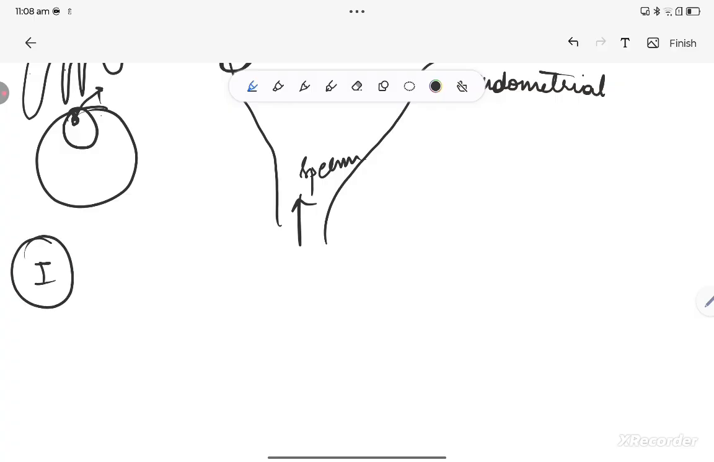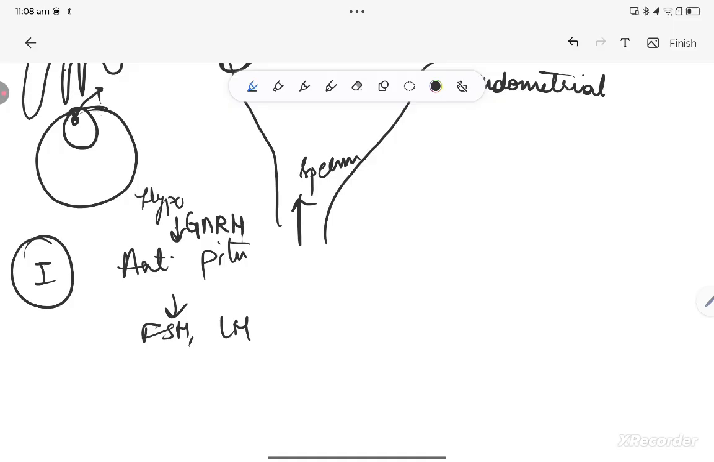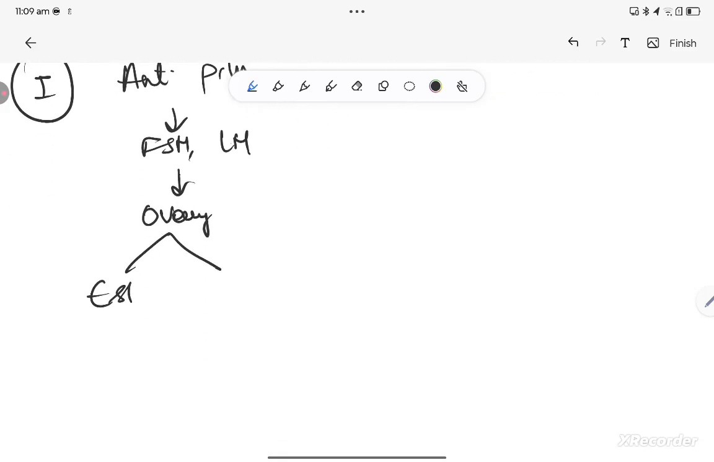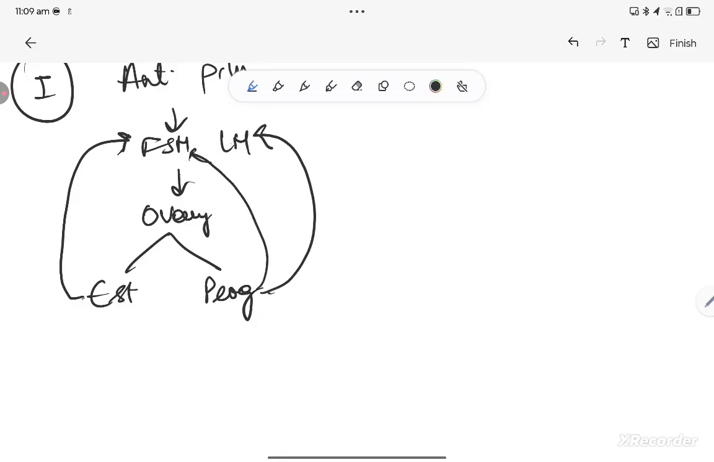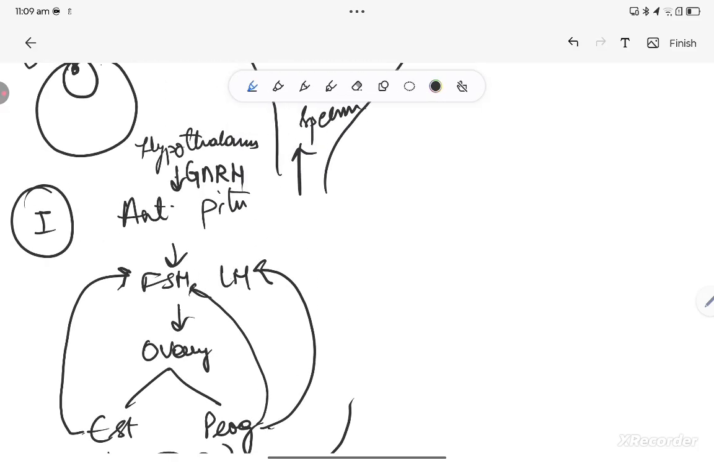the anterior pituitary releases FSH and LH under the influence of gonadotropin releasing hormone, which is secreted from the hypothalamus. This FSH and LH act on the ovary. This results in the release of estrogen and progesterone. Estrogen has a direct feedback mechanism on FSH, whereas progesterone has a feedback mechanism on both LH as well as FSH. Both these hormones also have a long feedback mechanism on your GnRH. These are the two important physiological roles.